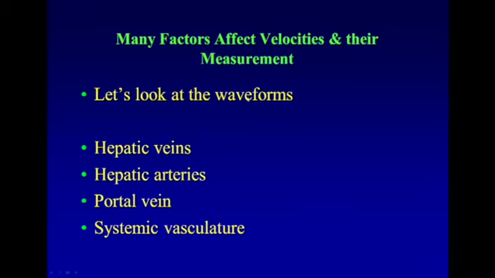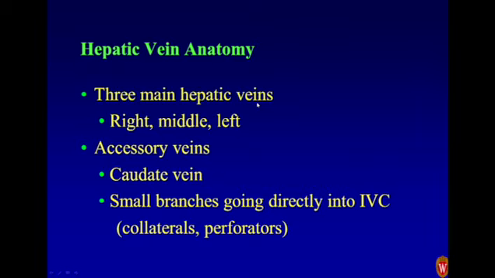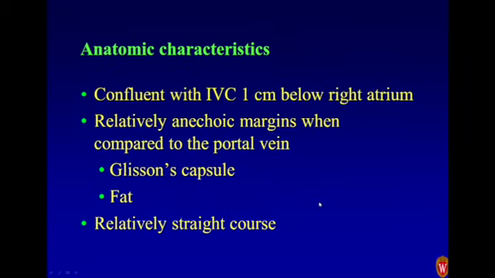But let's spend a little time now looking at waveforms. We'll start with the hepatic veins. There are three, the right, middle, and the left. Well, that's what the books say, but in reality, there's always accessory veins. There's an extra right or an accessory left. There are caudate veins. These are unique. These are small direct branches that go directly into the inferior vena cava. But the main vessels converge on the IVC about a centimeter below the right atrium.